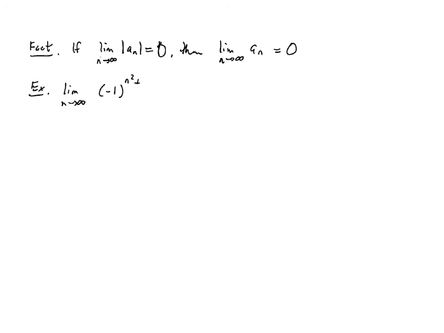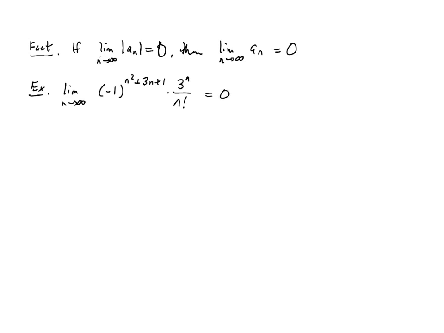It says that if the sequence of absolute values converges to 0, so that is the limit as n goes to infinity of the absolute value of a_n, if that limit is 0, then the limit as n goes to infinity of the original sequence without the absolute values is also 0. And you can see that being incredibly useful, say, with the next example, where I want to compute the limit as n goes to infinity of -1 to the n squared plus 3n plus 1 times 3 to the n over n factorial.